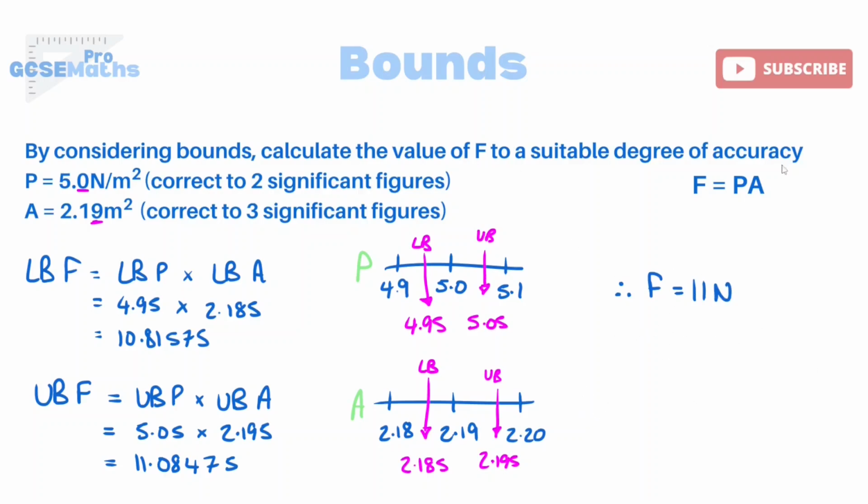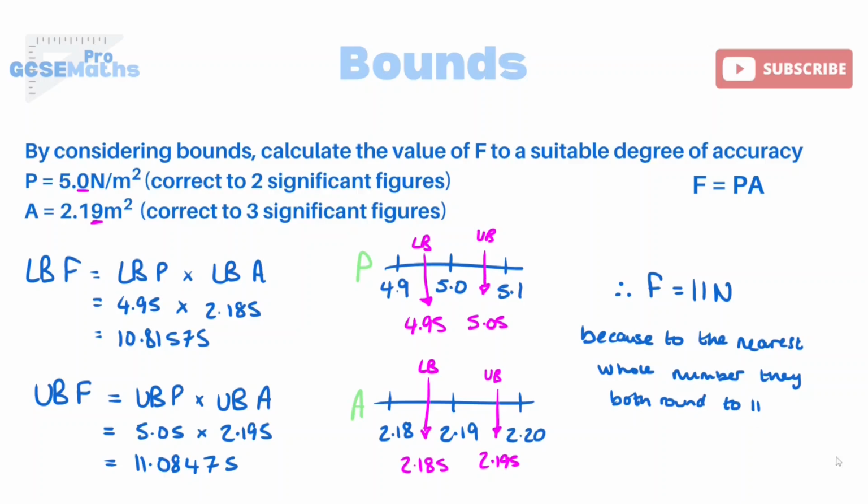And you have to normally give a reason for your answer. So what they mean by the reason is, why did you choose 11? You just say, because to whatever you rounded it to, and so in this case it's the nearest whole number, isn't it, or to two significant figures if you like, to the nearest whole number, they both round to 11. That's kind of your reason.